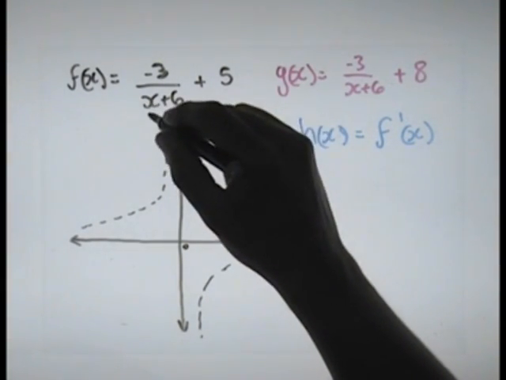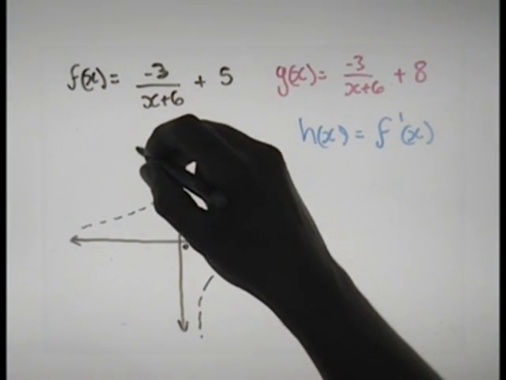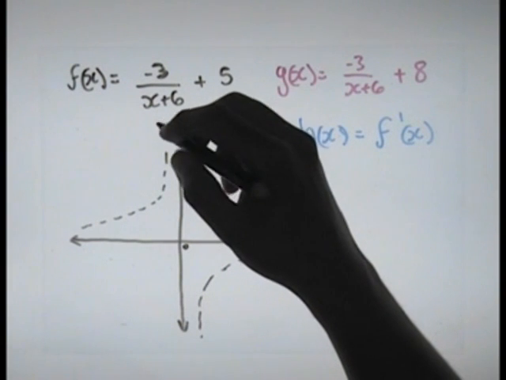Secondly, our denominator says x plus 6, which means that our graph is moved 6 units to the left.